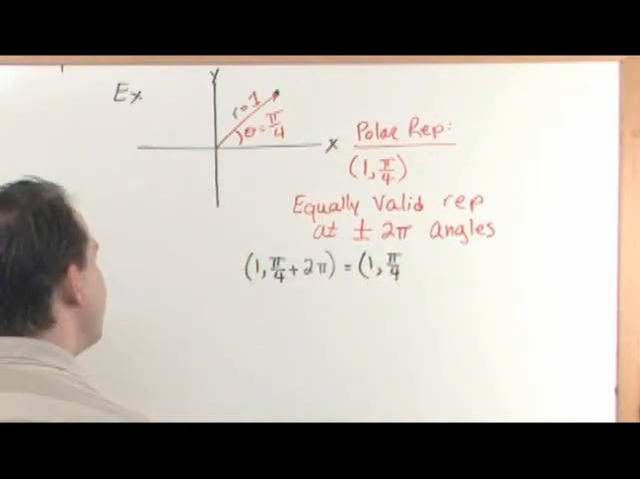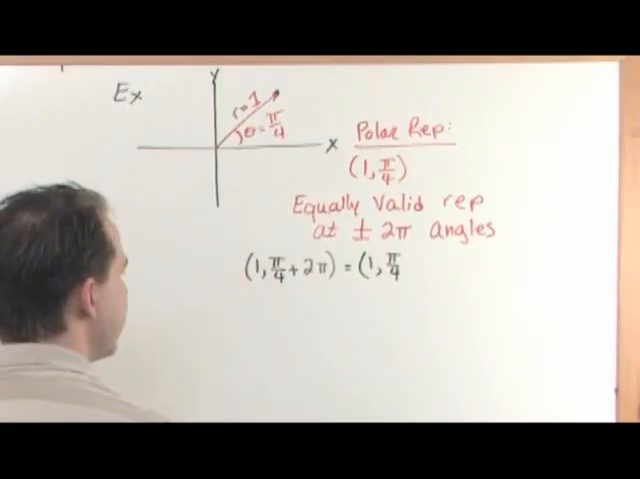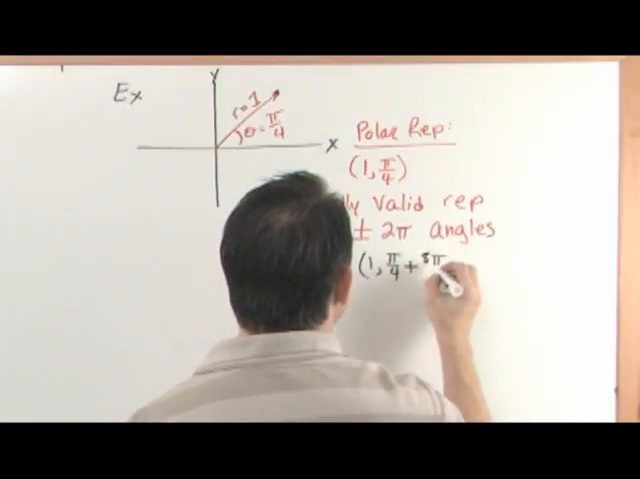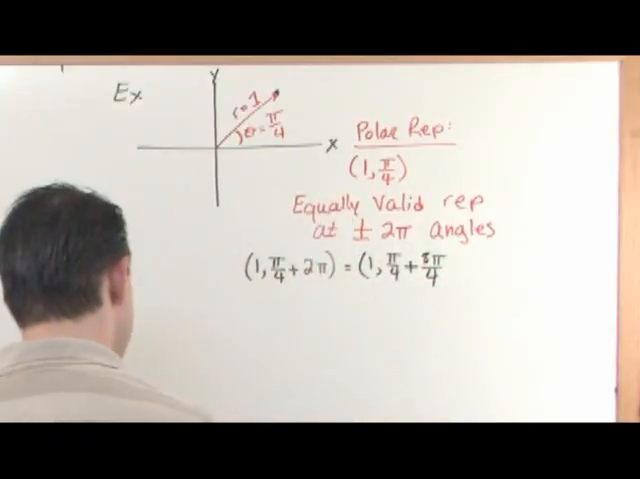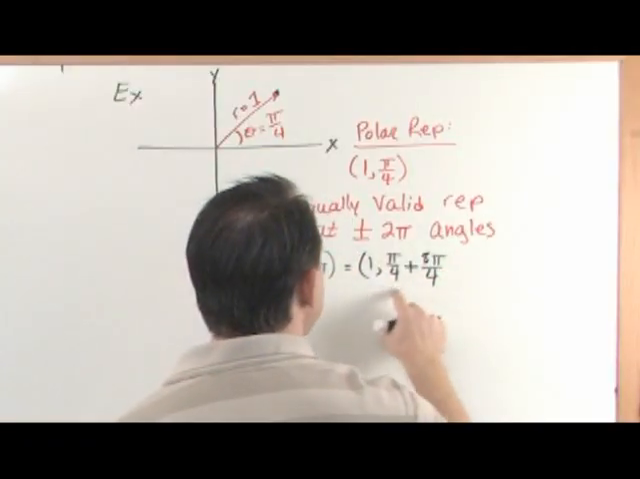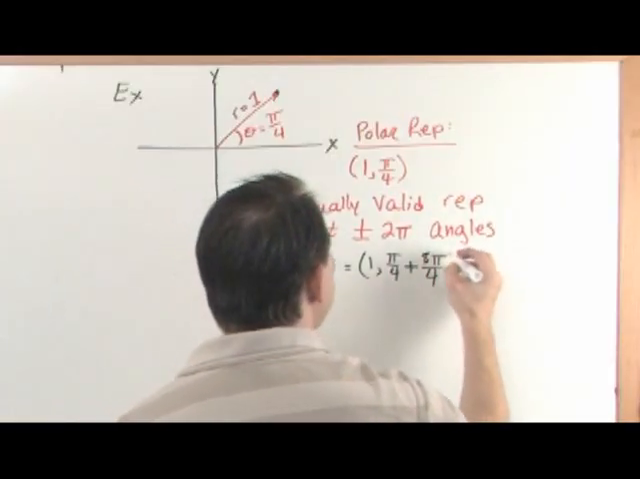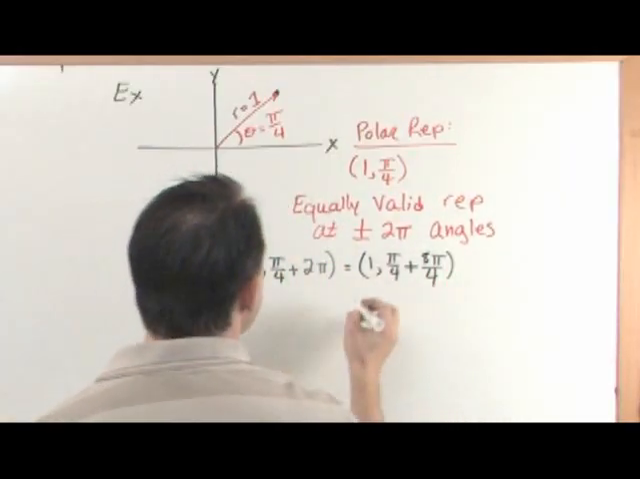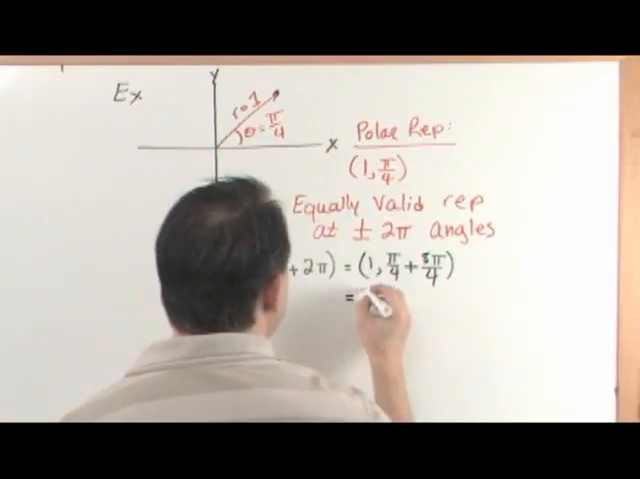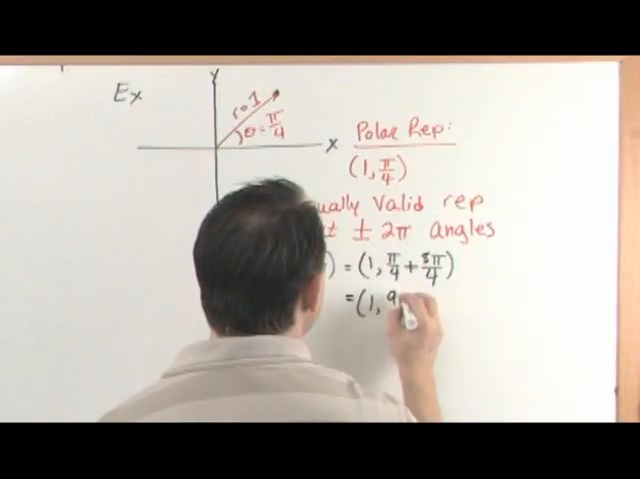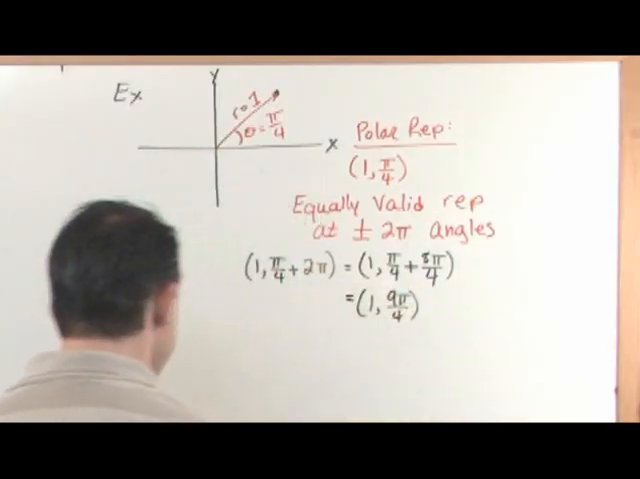And how would I write 2 pi in order to add these fractions together? It would be 8 pi divided by 4. I chose it this way because 8 pi divided by 4 is equal to 2 pi, and I want to add these fractions. So that would be equal to 1 comma 8 pi plus pi, which is 9 pi divided by 4.